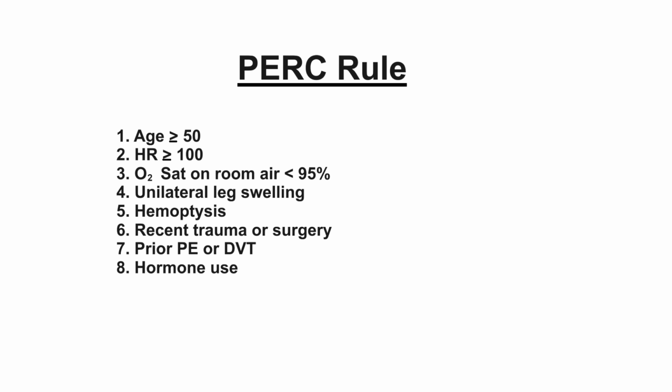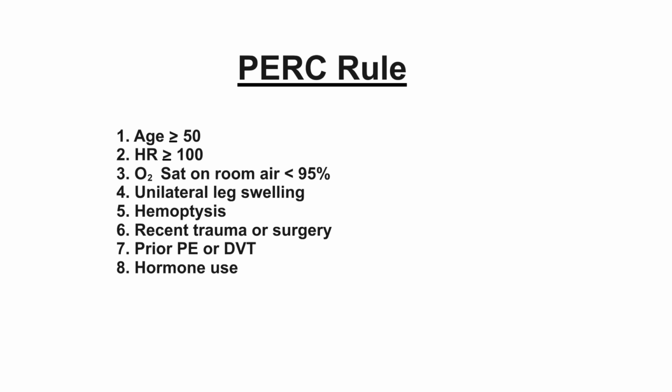So that means if the triage nurse documented a triage vital sign of a heart rate of 102, even though they've been a heart rate of 66 the whole time they were in the ER, that person is still PERC positive. Same thing goes with oxygen saturation. If they document anywhere on the chart that the patient has an oxygen saturation of less than 95%, that is a PERC positive patient. Number 4, unilateral leg swelling. That should make a lot of sense.